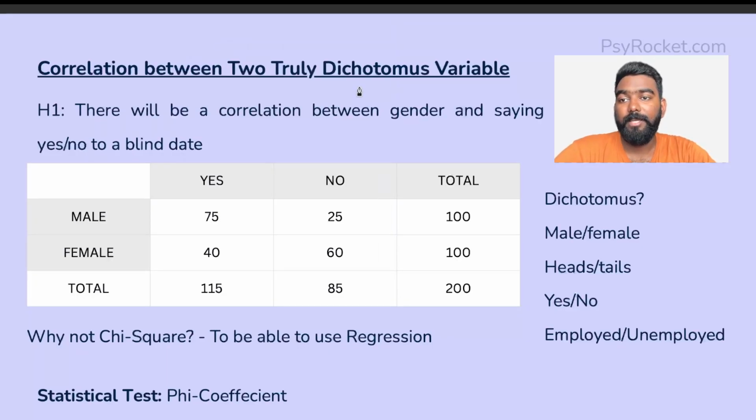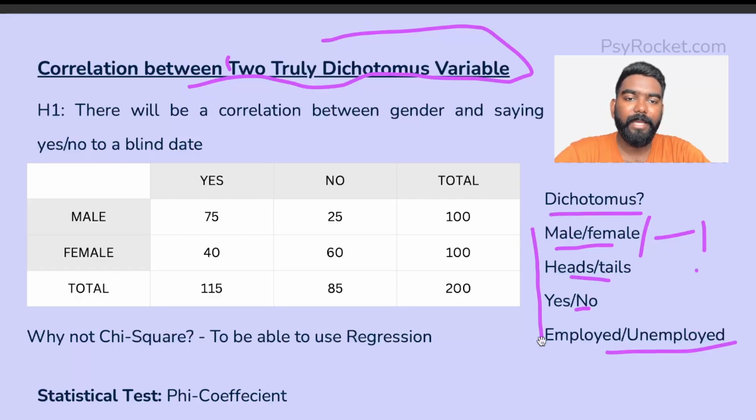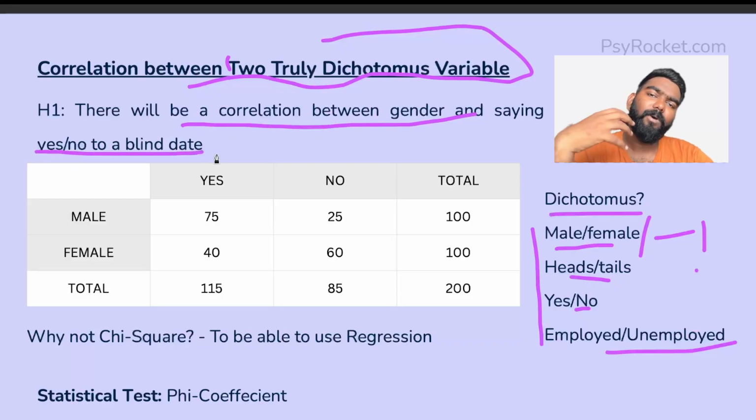Now if you want to see the correlation between two truly dichotomous variables, what do you mean by truly dichotomous? Suppose a variable which has only two categories is called a dichotomous variable: male or female, heads or tails, yes or no, employed or unemployed. Actually, we can use many genders here, but for example, all of these are called dichotomous variables, and you want to see whether there is a correlation between gender and saying yes or no to a blind date.